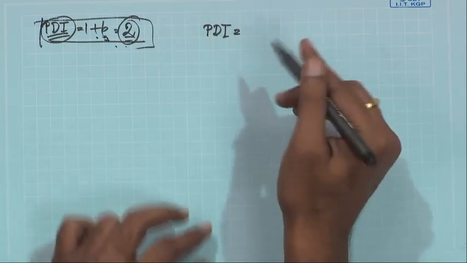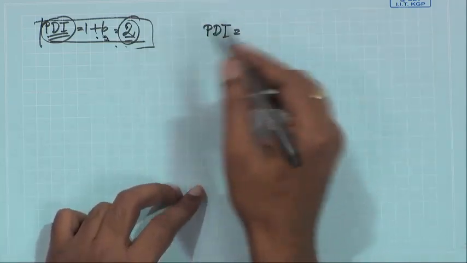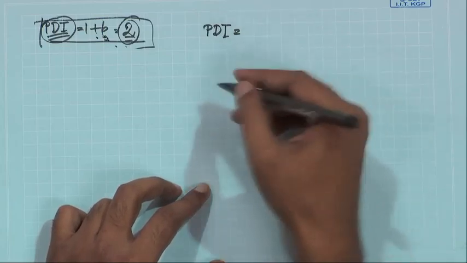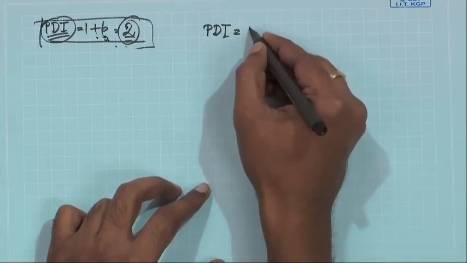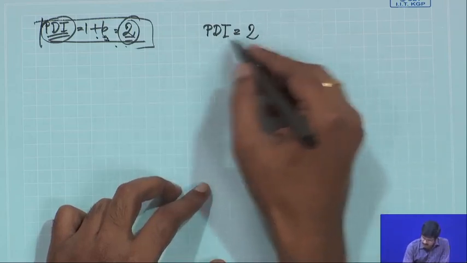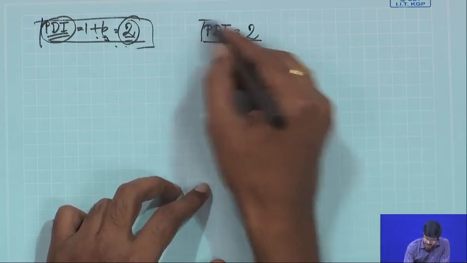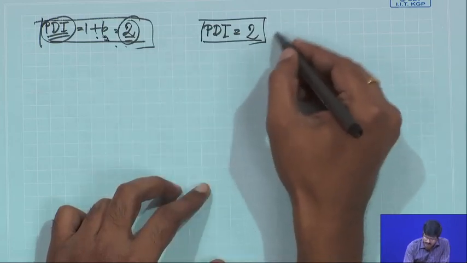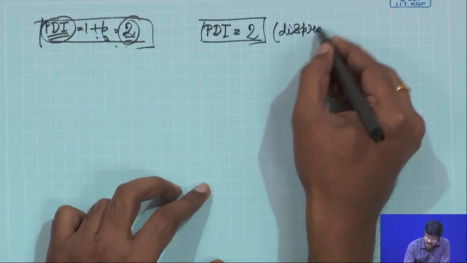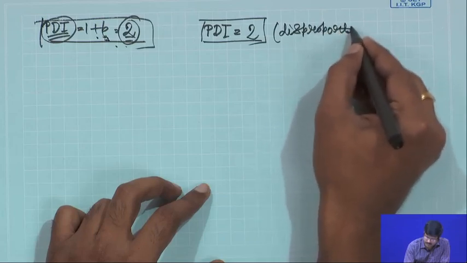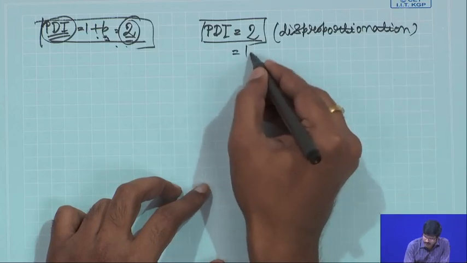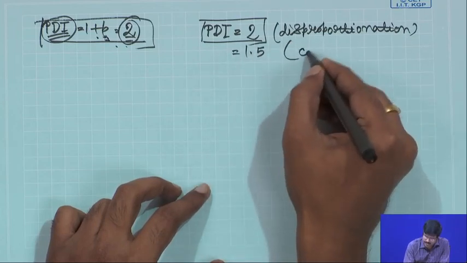Here I am going to assume the expressions, I am not going to derive them. So, you can have two limits of PDI. The attainable PDI will be 2 if the termination is happening through disproportionation, and this will be 1.5 if the termination is happening through coupling.